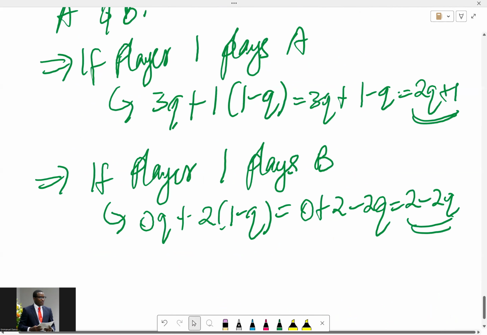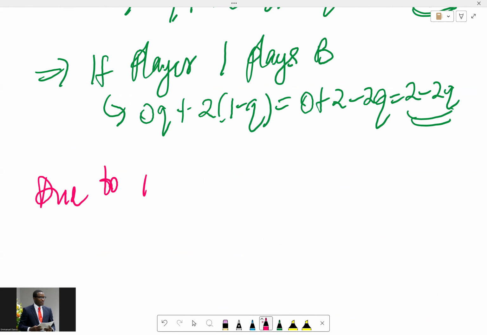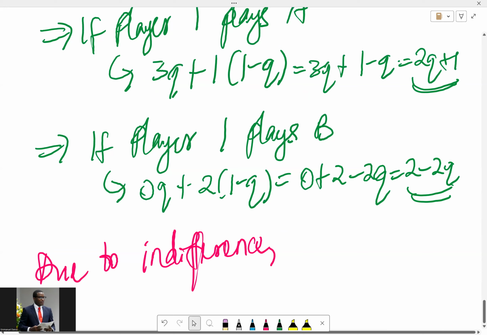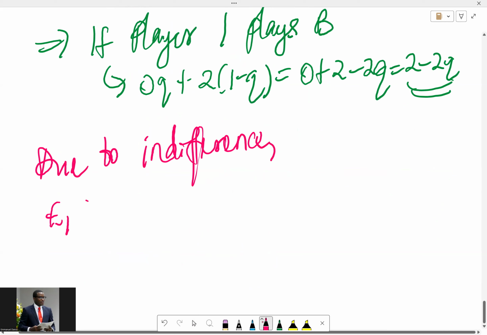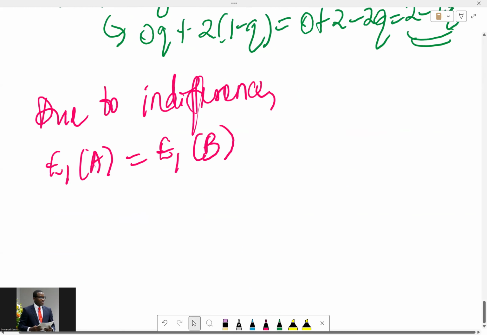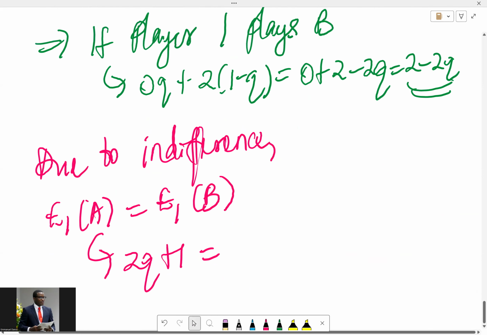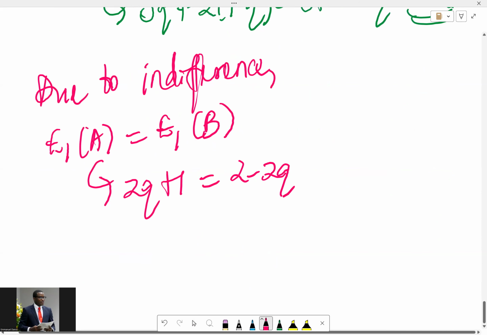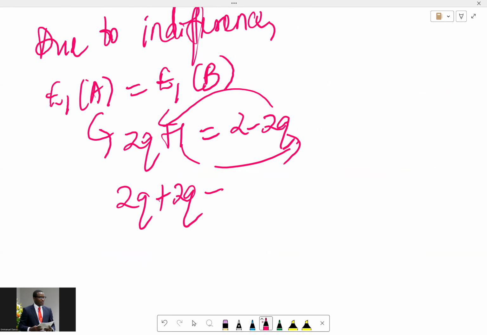Due to indifference, the expected payoff of player 1 for playing strategy A is equal to the expected payoff of player 1 for playing strategy B. That simply means that 2Q plus 1 is equal to 2 minus 2Q. Then we can collect like terms. So we have 2Q plus 2Q, that means this comes here and 1 goes. So we have 2 minus 1.